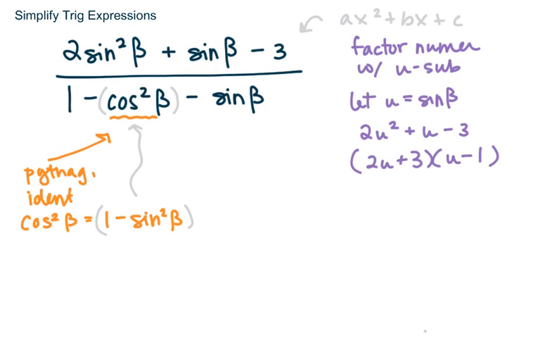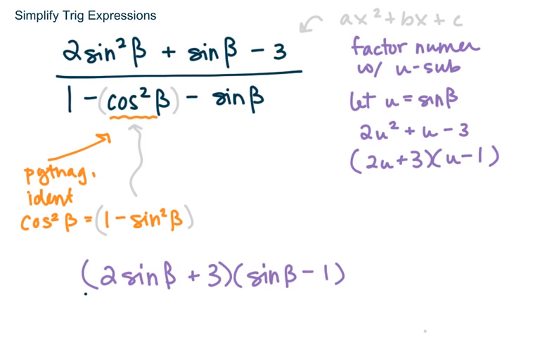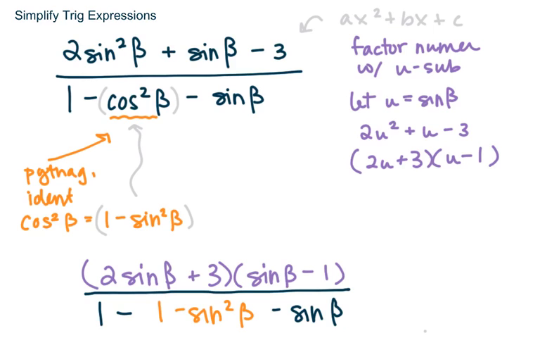All right, so let's rewrite what we have. The numerator, it's going to look like this, but instead of u, I'm going to write my sine beta. So my numerator is 2 sine beta plus 3 times sine beta minus 1. And my denominator, I have 1 minus sine squared beta minus sine beta.